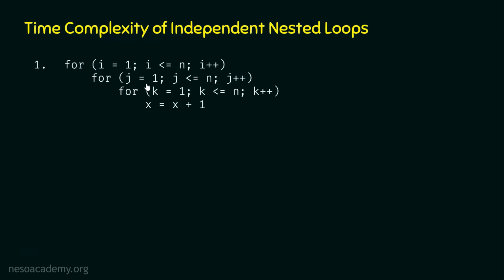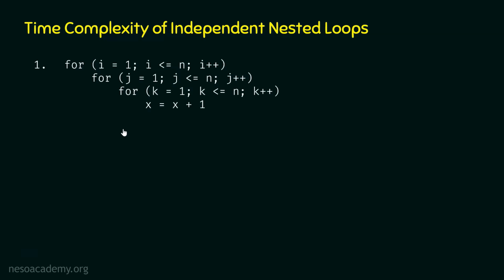In this for loop, we are not using variable i in these statements. Variable j is independent of variable i. j is initialized to 1, not i. j is compared with n, not i. j is incremented by 1, not i. So clearly, j is independent of i. Also, k is independent of both j and i. k is initialized to 1, k is compared with n, k is incremented by 1. So these loops are independent of each other, and hence we can say this entire structure is an independent nested loop structure.